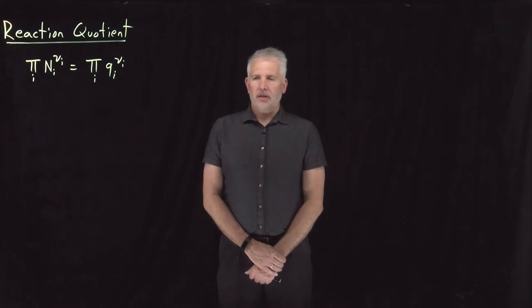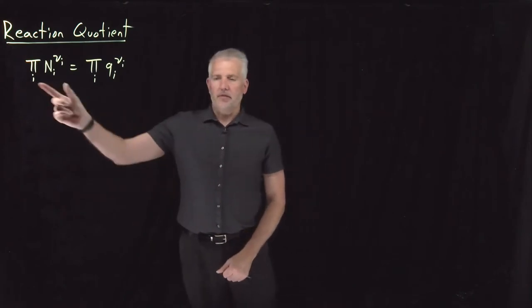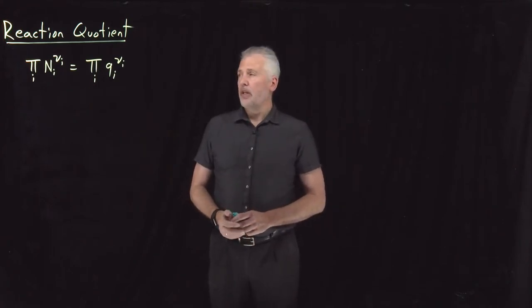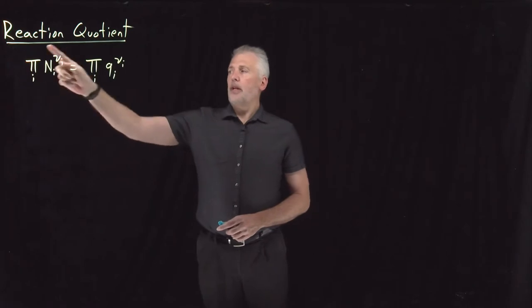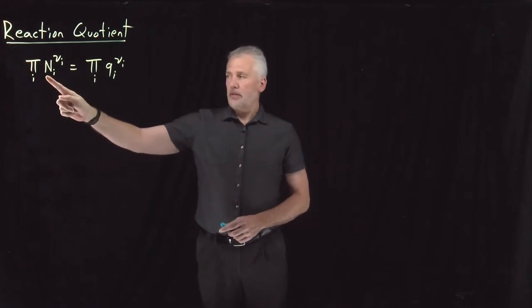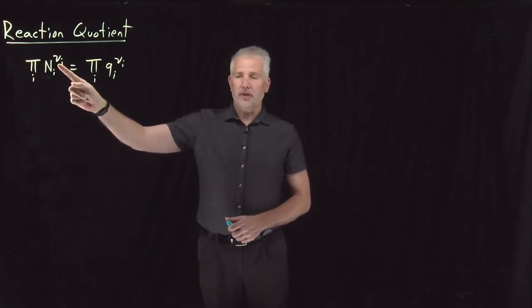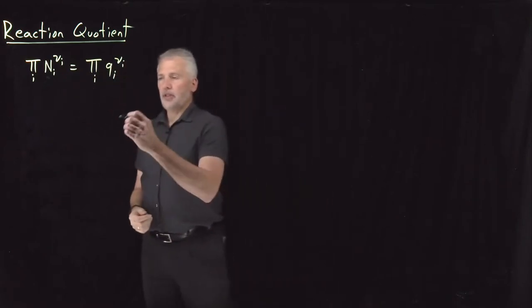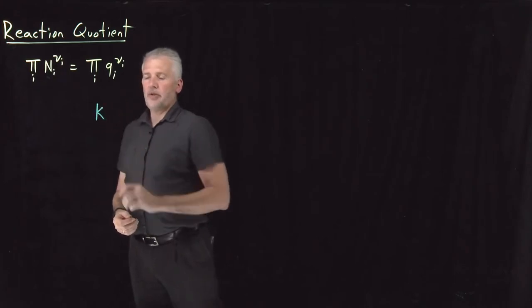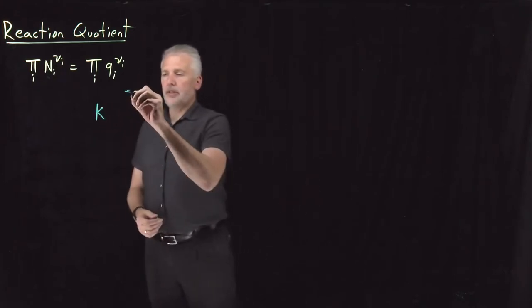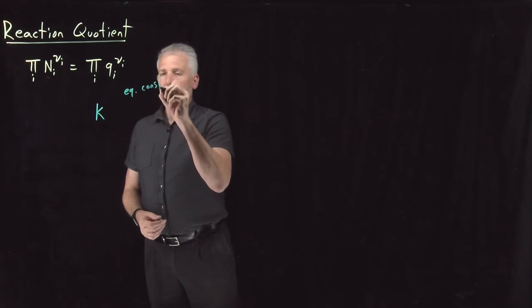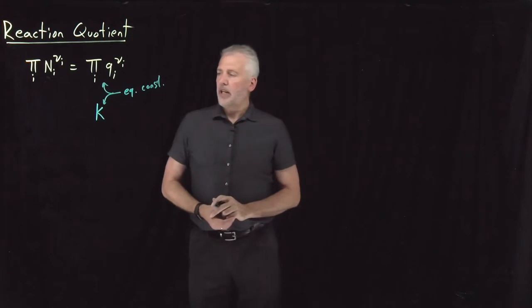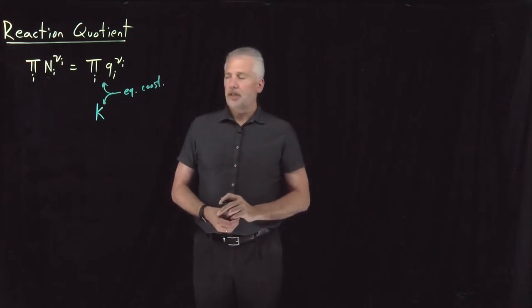All right, so let's talk a little more about the left side of this equilibrium condition for chemical reactions. We know that when a reaction is at equilibrium, this left-hand side, amount of each species raised to the stoichiometric coefficients, is equal to the right-hand side, partition functions raised to the stoichiometric coefficients. The right-hand side, we've gotten used to calling K, the equilibrium constant. And as the name implies, that's a constant at a particular temperature for a particular reaction.